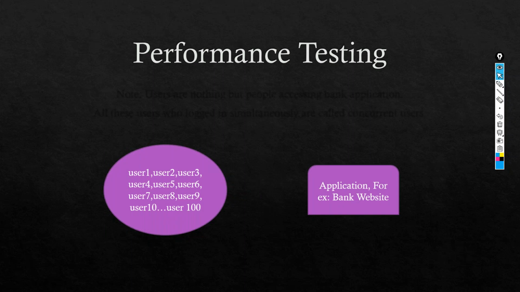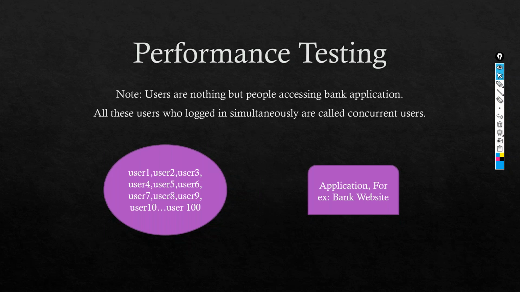number of users like user 1, user 2, user 3, and so on to user 100. Now all these users are nothing but real-time users, right? They are the people accessing the bank website in real time. These users are simultaneously accessing the bank website. Okay, so these users are called concurrent users. In performance testing terminology, these users are called concurrent users. Okay, so if you see here, all these users who logged in simultaneously are called concurrent users.